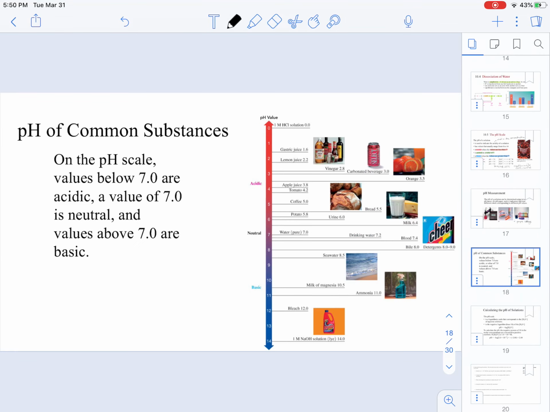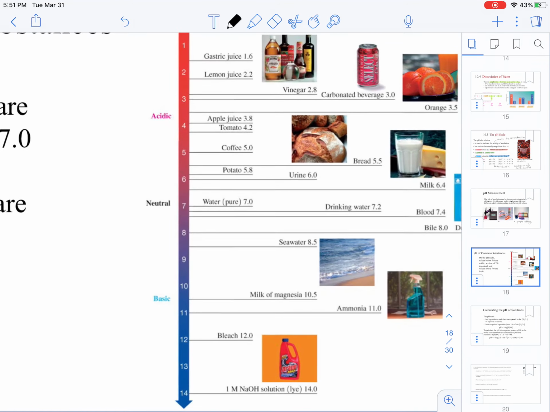So many common substances that we use in everyday life do have a pH value. That means that they will have a concentration of H plus in the solution itself. So as you can see, if we look at pH values, things like, I'm just going to zoom in.